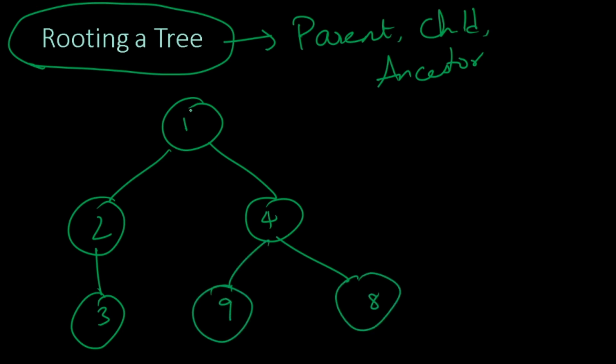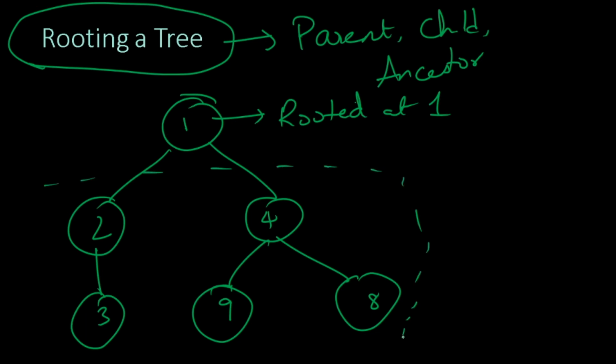Okay. Now, if you are rooting at 1, rooted at 1, what that would mean is 1 is the ancestor of this entire graph. So 1 is the parent of 2, 1 is the parent of 4, and 1 is the ancestor of 3, 9 and 8. But 2 is the child of 1, 4 is the child of 1, and 2 is the parent of 3, and 4 is the parent of 9 and 8.